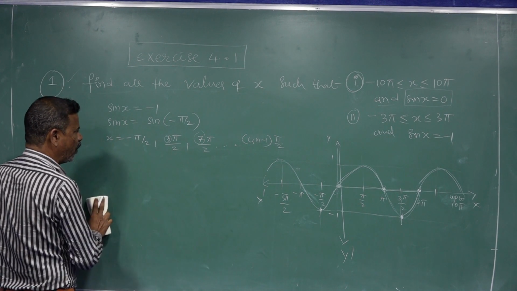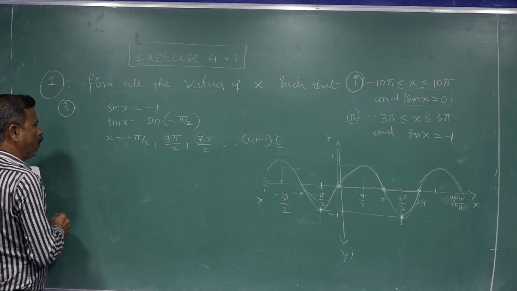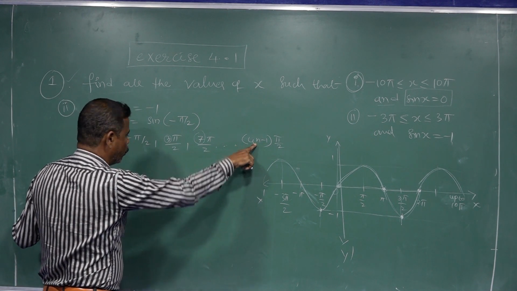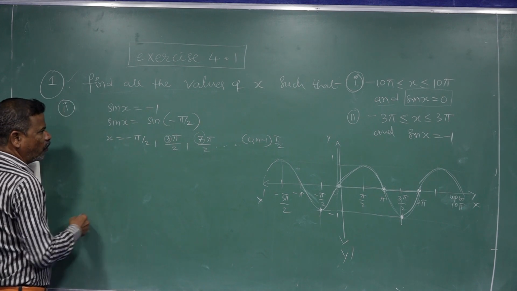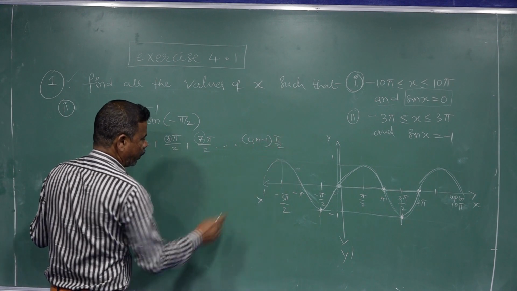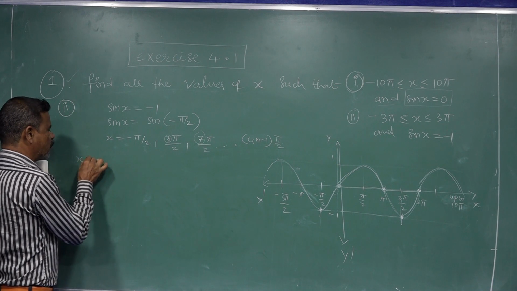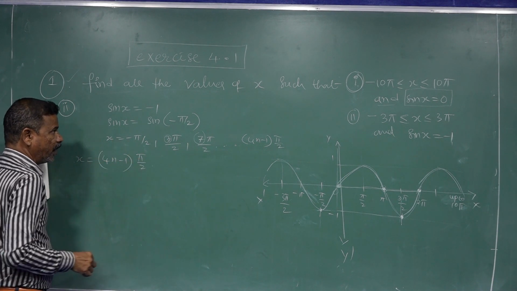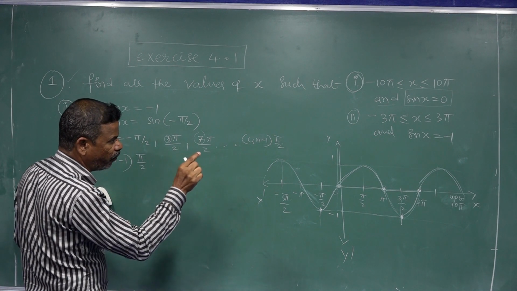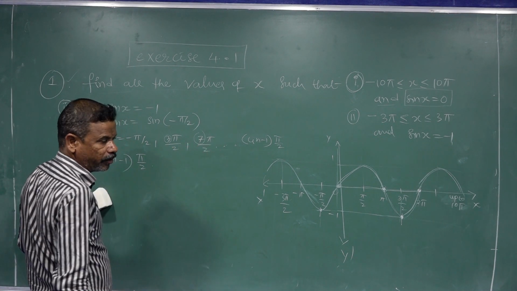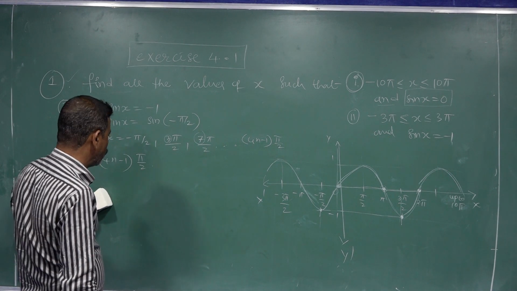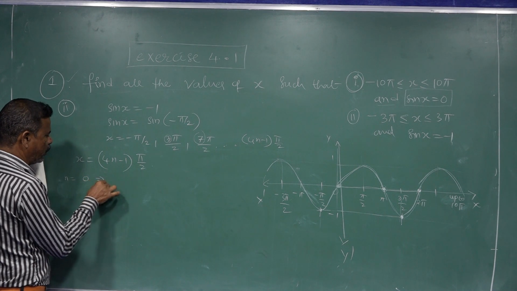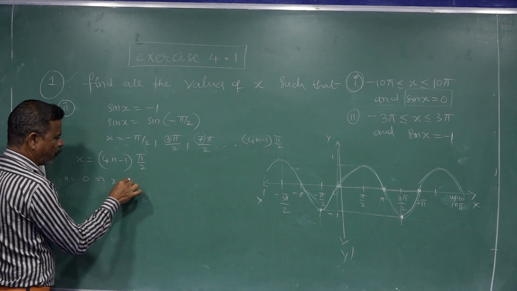So in this, how many values are suitable? This is the nth term. So x is equal to (4n minus 1) into π by 2, the general solution. So he is asking only for the interval between minus 3π/2 and plus 3π. So how many values exist here? Suppose n is equal to 0, then x is equal to minus π by 2. Okay.